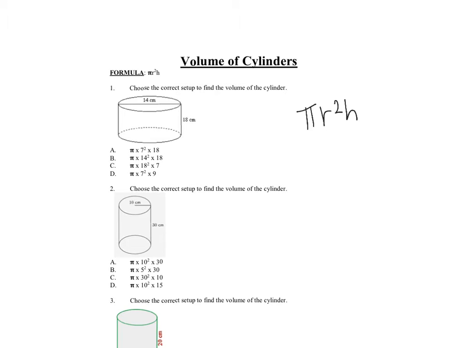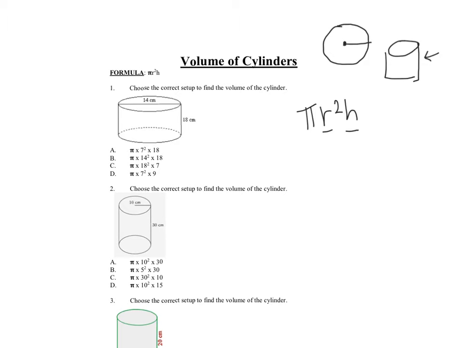So the only two things you need to know are the r, which is the radius, which is the distance halfway across a circle. Sometimes they'll give you the length all the way across, and that's not what we want. That would be diameter. So we want half of it. And the other thing you need to know is the height, so just how tall the shape is. When they give you a cylinder, that's always your height, how tall the 3D shape is.